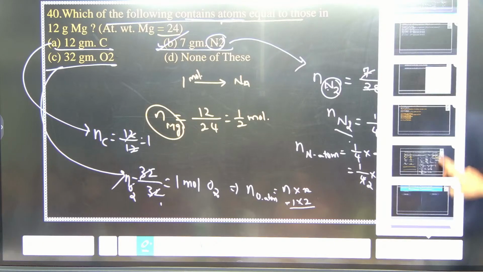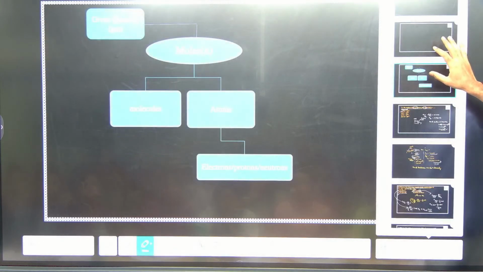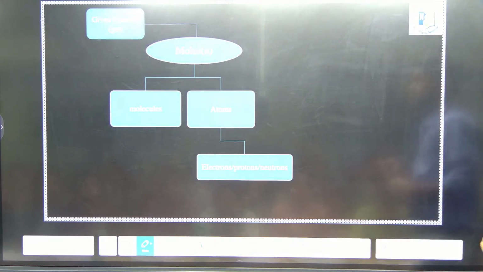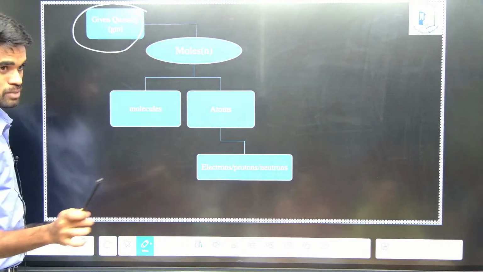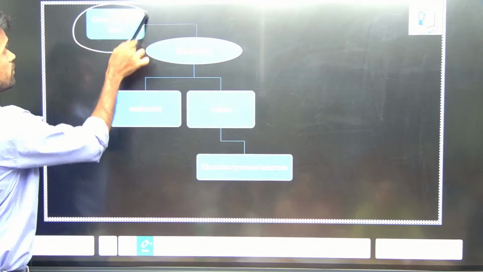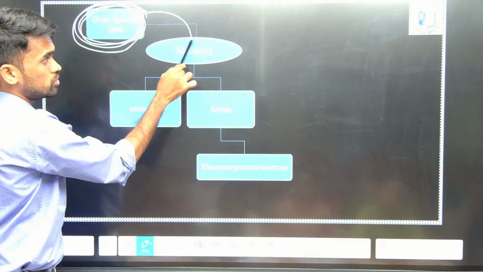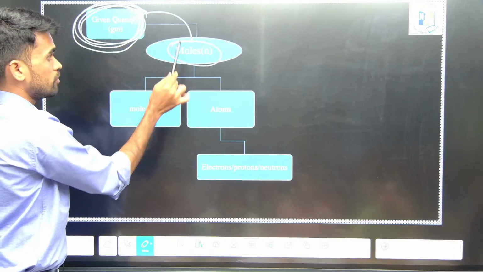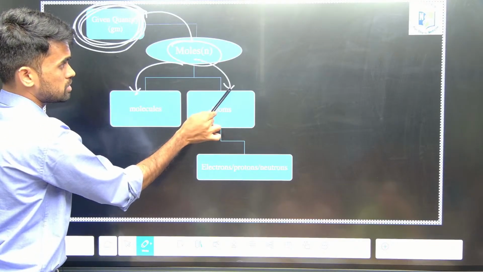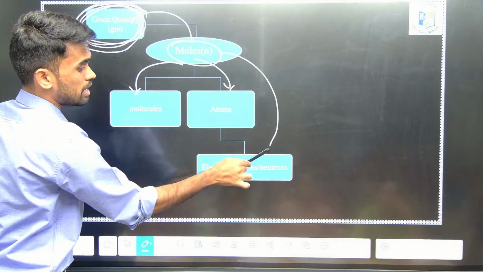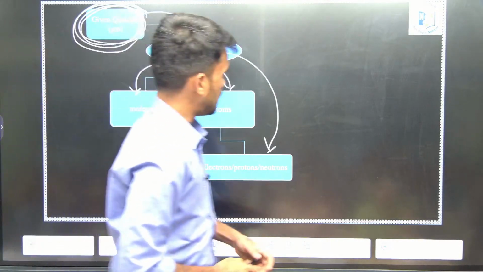Okay, we'll come back to this again. So now one more thing I wanted to say here is, whenever they give you some quantity, I will give the flow chart properly, you don't write, just listen. Whenever they give a quantity like weight, first convert into number of moles. From this, you can convert them into number of molecules, number of atoms, or even number of electrons, protons, neutrons also.